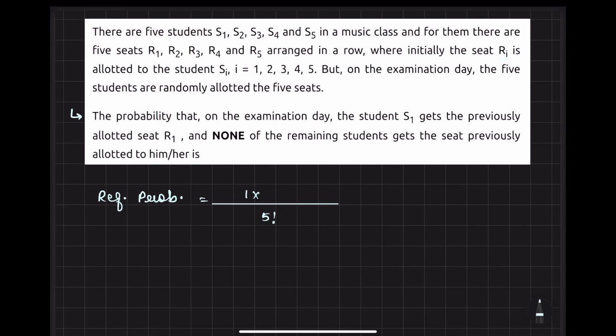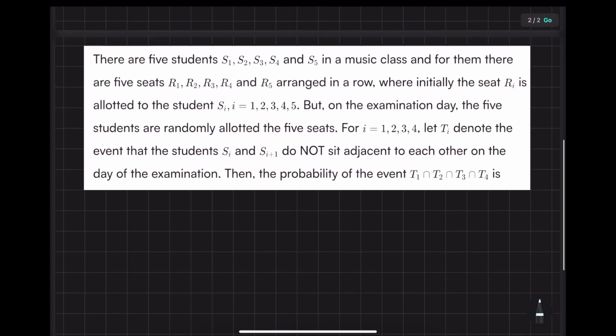Now the remaining 4 students are not allowed to sit on their previously allotted seat. So what we have to do is derange them. So we have to apply the concept of derangement for the remaining 4 students. Okay, I hope the idea is clear. Now let's jump on to the next illustration.